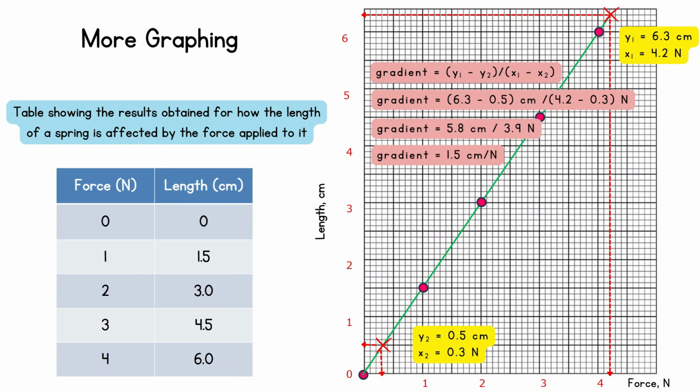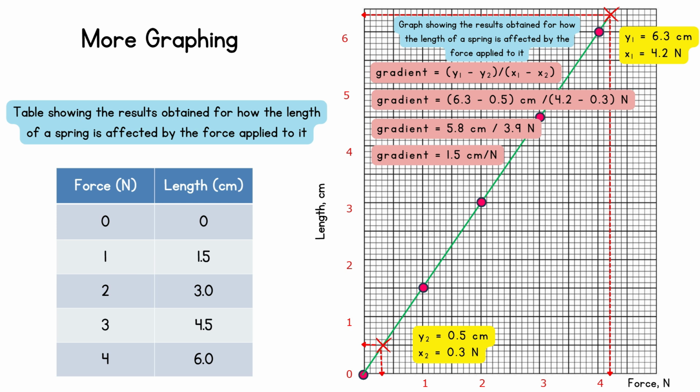And now to solve our gradient, we pick one of the equations from the page before and we just substitute our values in. So y1 minus y2, we have 6.3 minus 0.5 centimeters, and we always put our units as well, divided by 4.2 minus 0.3 newtons. Again, we put our units there, and we get 5.8 centimeters divided by 3.9 newtons to give us 1.5 centimeters per newton. Awesome sauce, guys, if you got it.